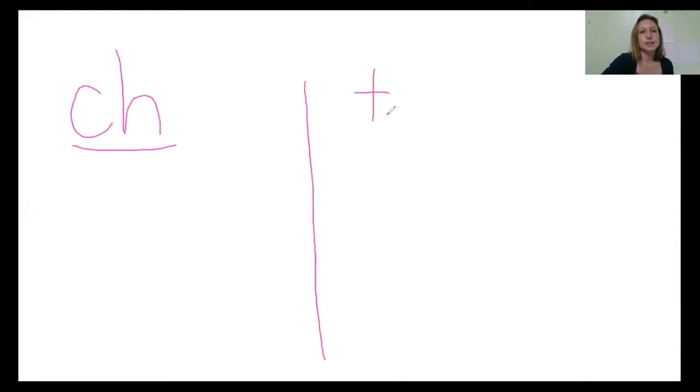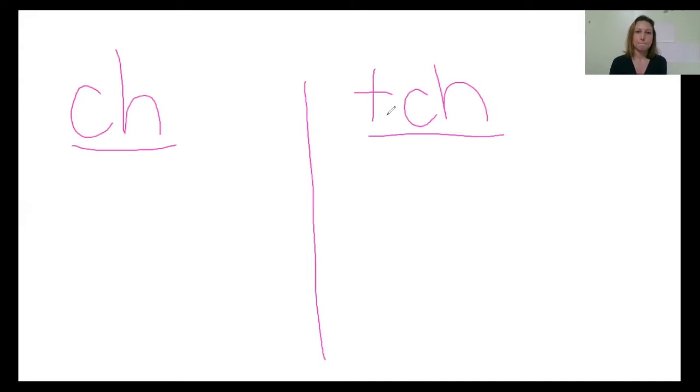And let's try to make a little chart on your paper. So we are going to do CH on one side and TCH on the other. And we are going to use TCH when we hear ch right after a short vowel. And we are going to use CH when we hear ch not right after a short vowel. So the first word is bench.